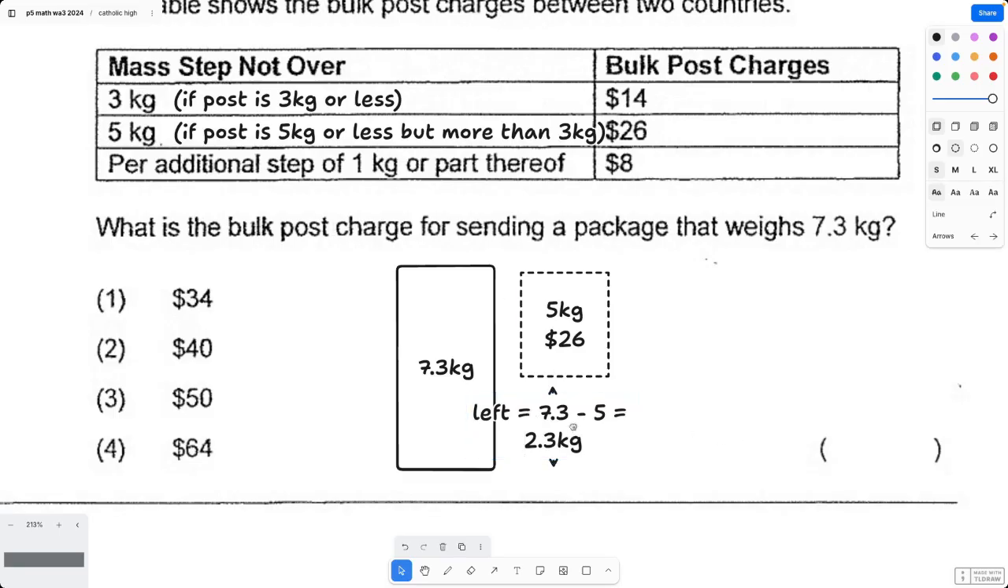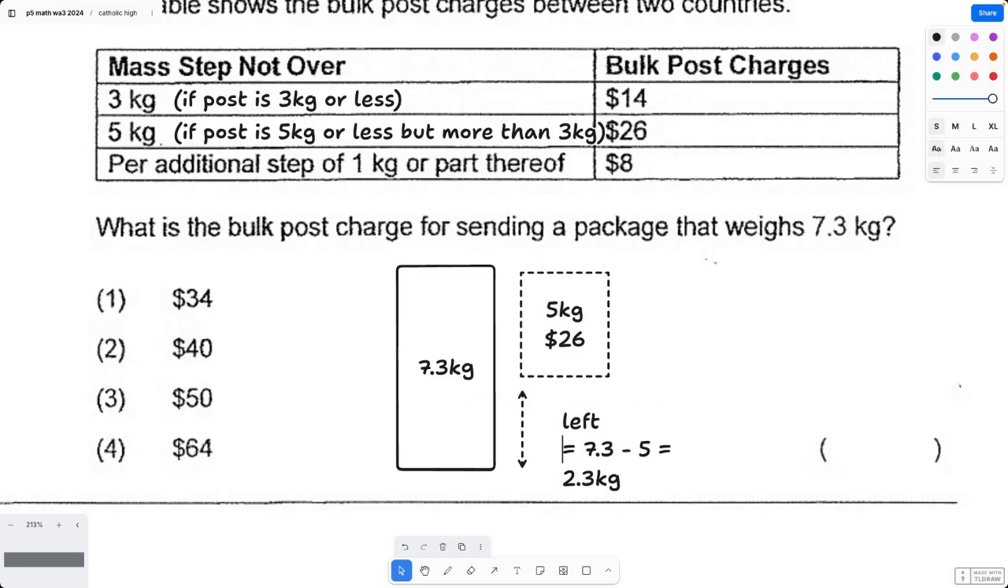Okay, I cannot move this thing. Why can I not move? Okay, what I'm going to do is just make this a line instead, and then a text. Great. So what is left is 7.3 minus 5. We are left with 2.3 kg. That's what you see over here.